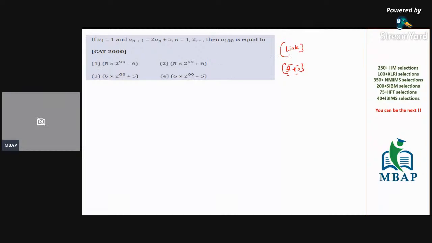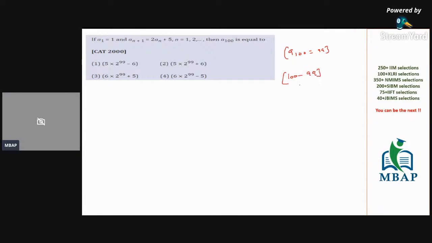If I look through the options, 5, 6, 5, 6, they are all constants. The only value which is varying with respect to the value of A100 is the exponent value in all the four options, which gives you a hint that A100 has to do something with the power of 99. Now, what is the connection of 100 versus 99?